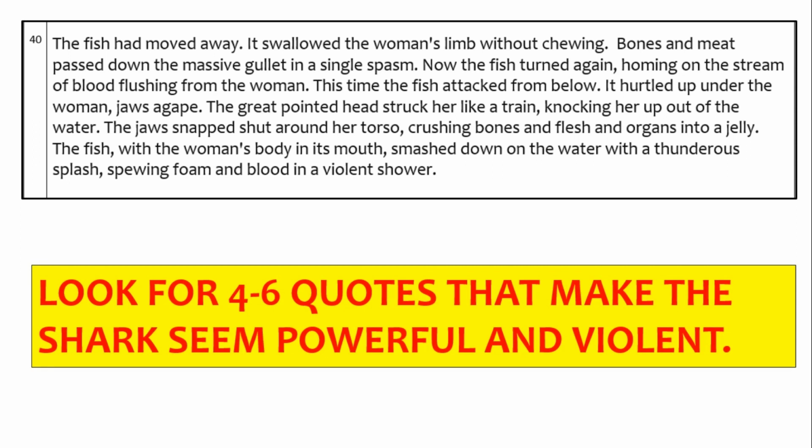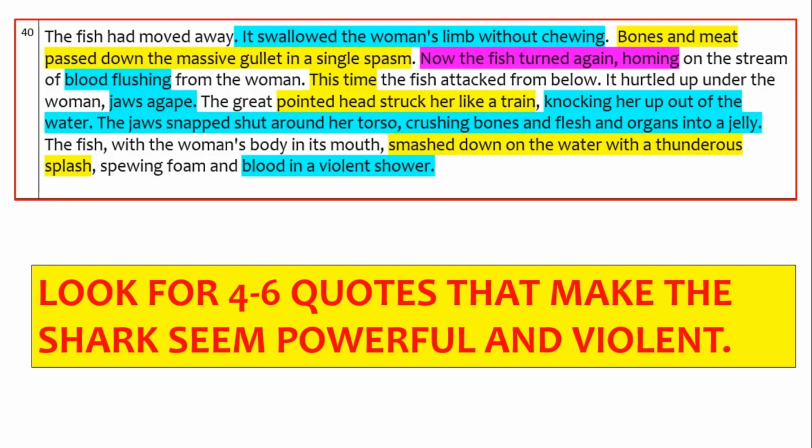So again, look for 4 to 6 quotes that make the shark seem powerful and violent. Just an example, the bottom sentence says, smashed down on the water with a thunderous splash. The writer could have just put smashed down on the water with a splash, but they've chosen to use that word thunderous. So think to yourself, why? What effect is the writer trying to give?